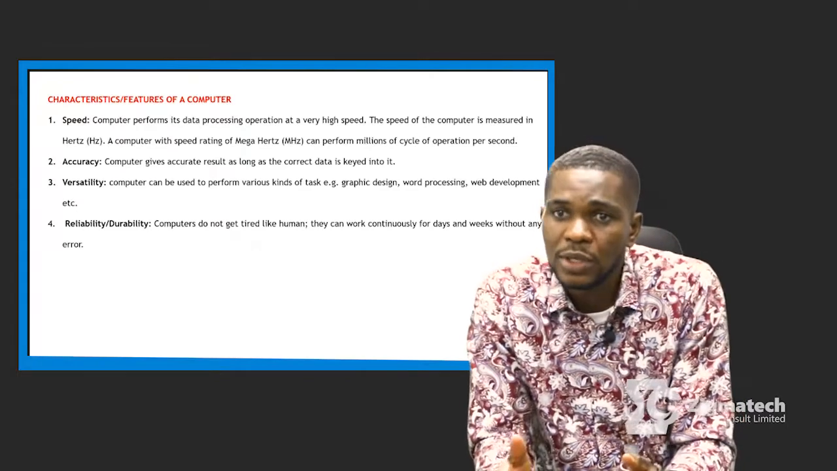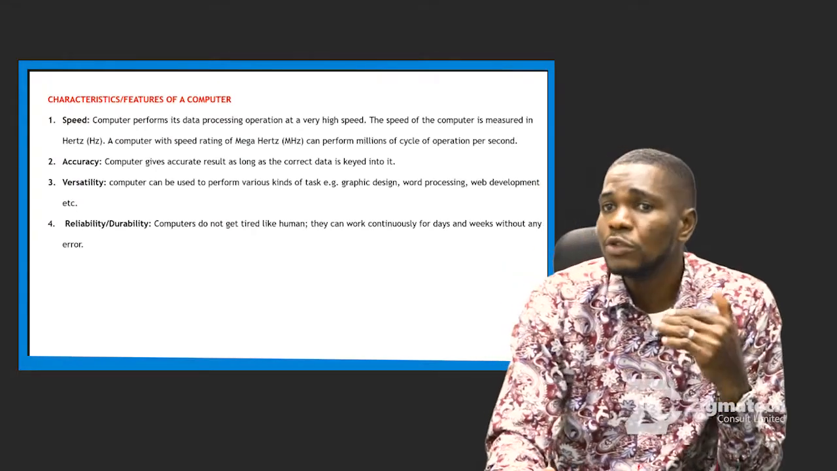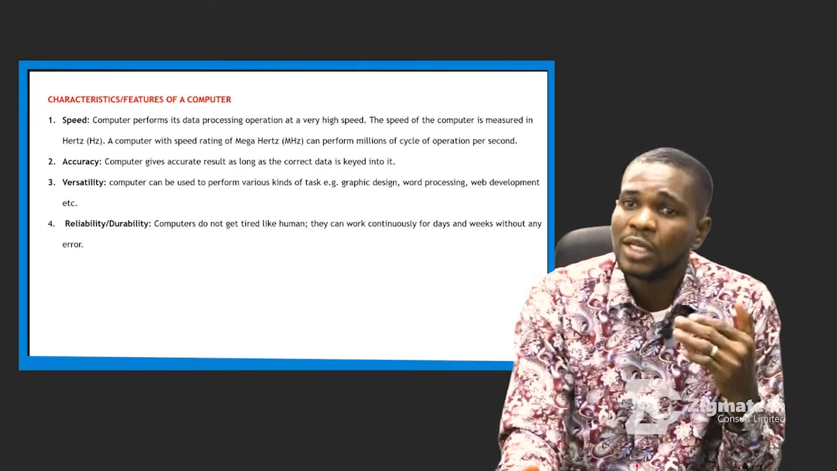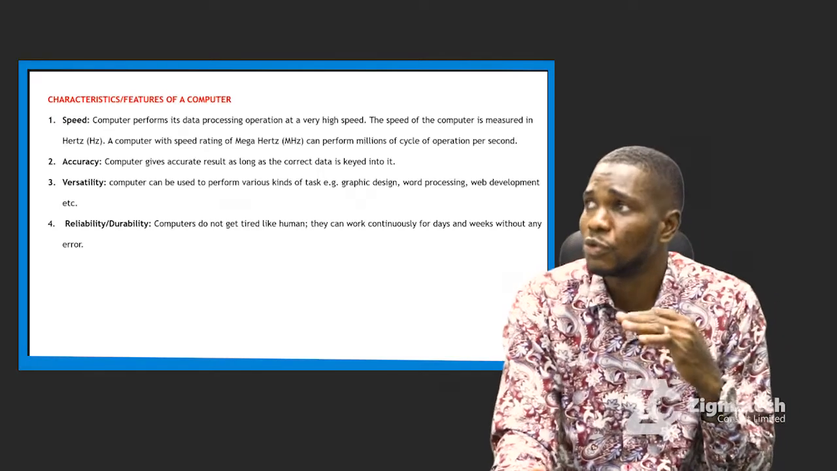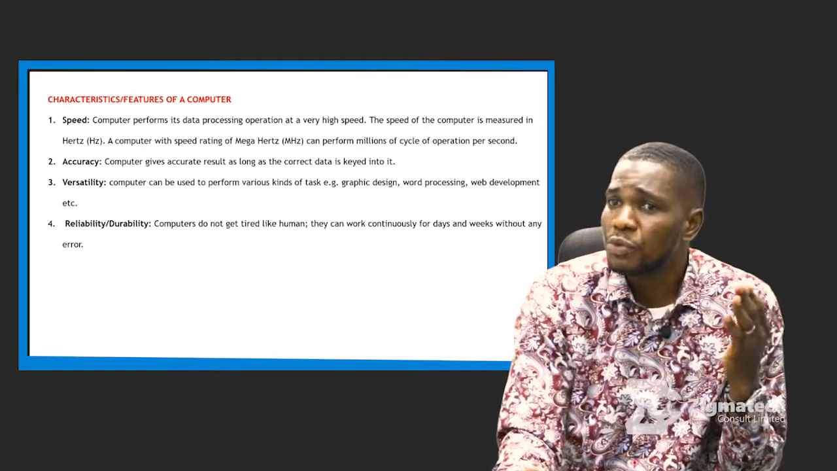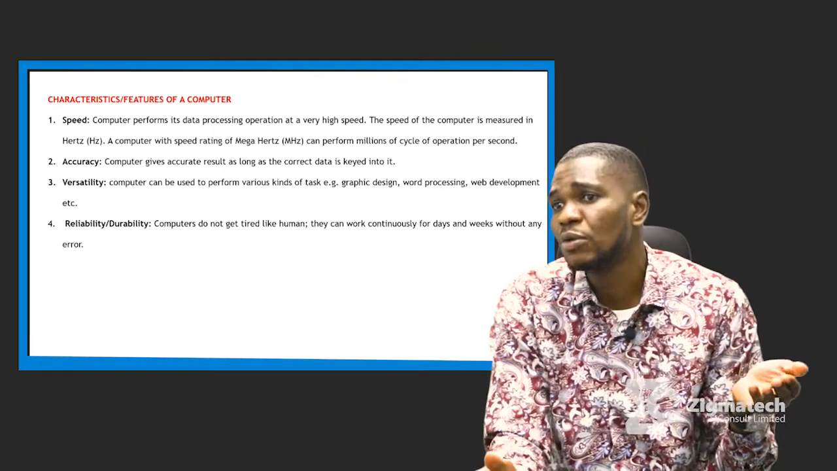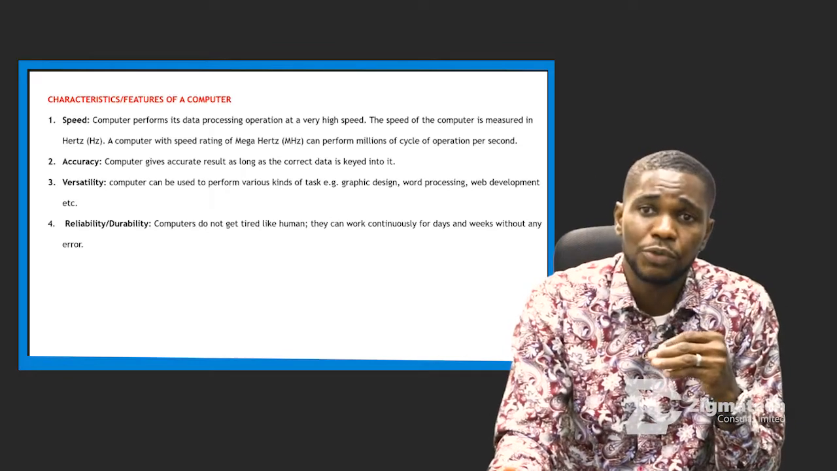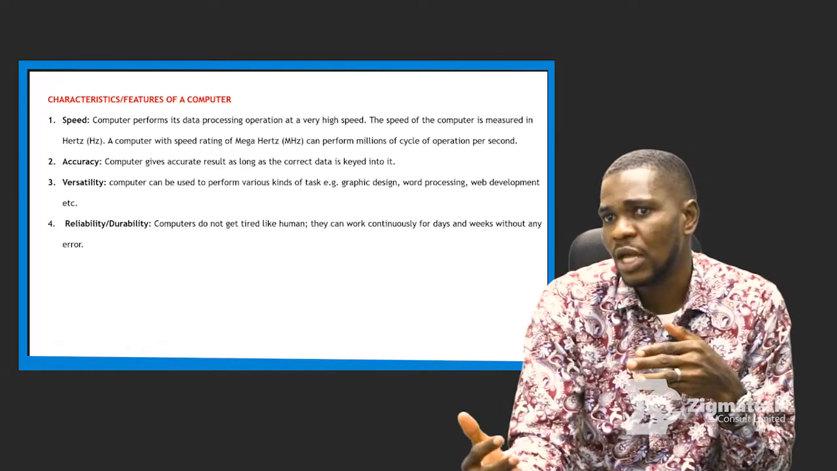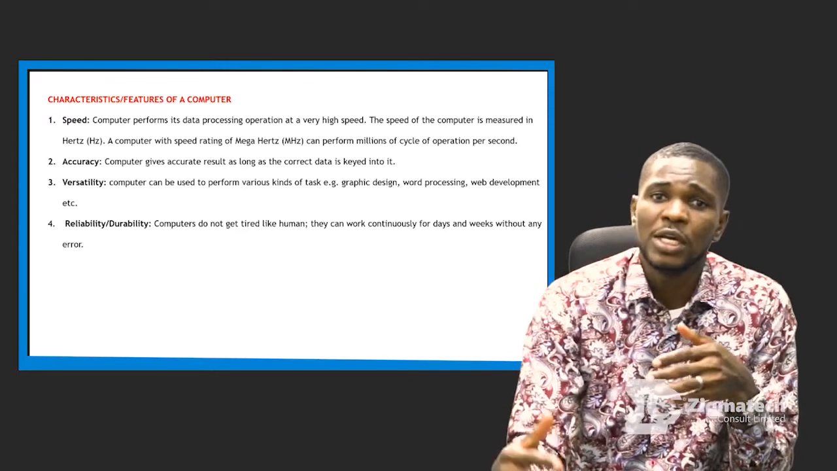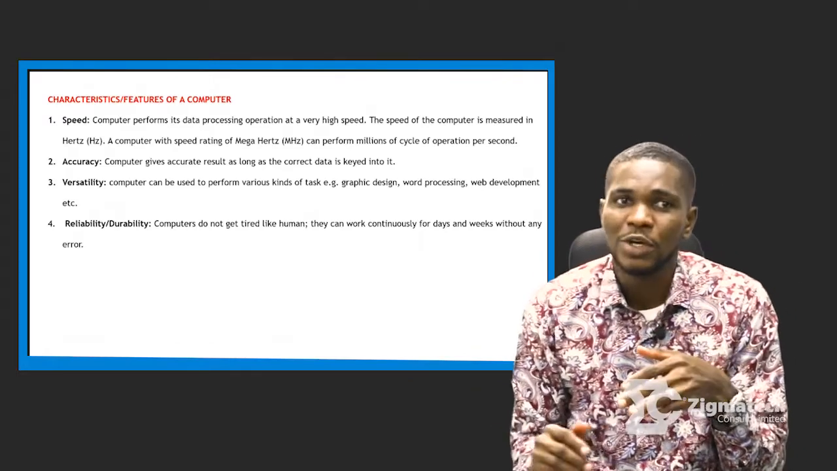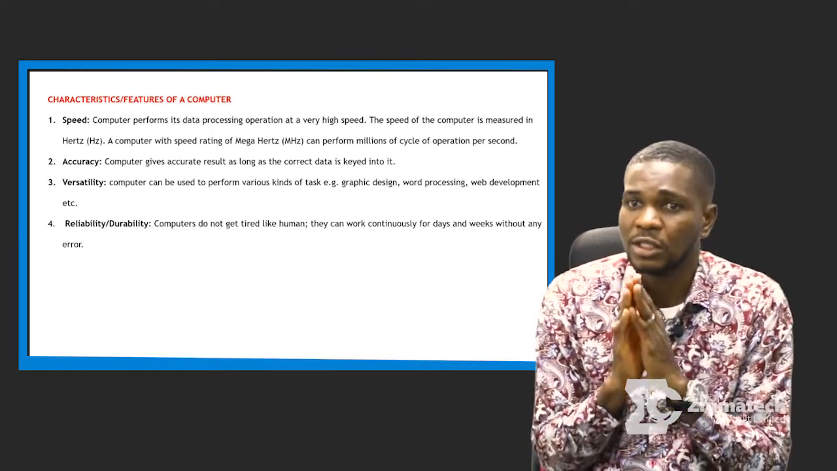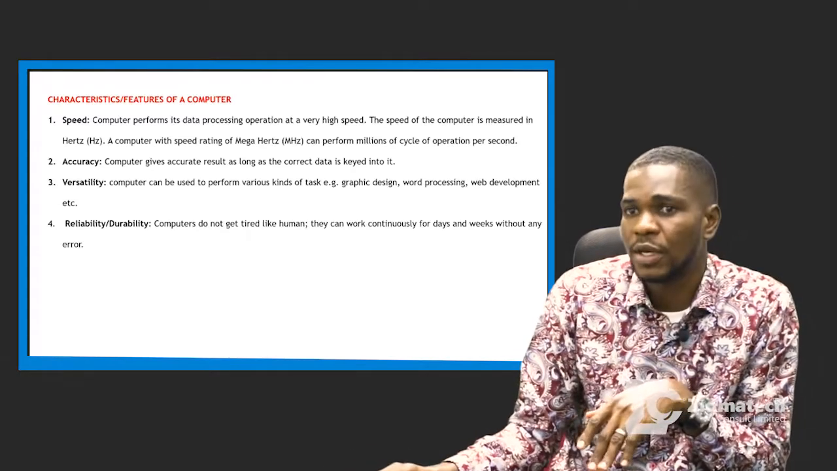The next is reliability or durability. The computer doesn't get tired or doesn't need to be reminded to do something just like human beings. The computer is a reliable machine. When you want to process data and you want your data processed at the time you want it without any form of human intervention, then the computer is a tool for data processing because it's reliable. And sometimes we say that this is automation because it's not like a human being that will be doing something and ask you, do you want me to continue? Once the computer is engaged in data processing activity, it sees it through because it's a reliable machine.